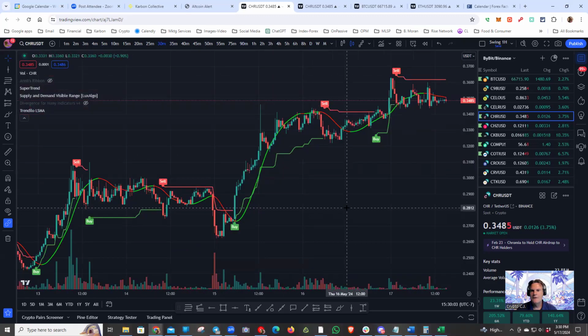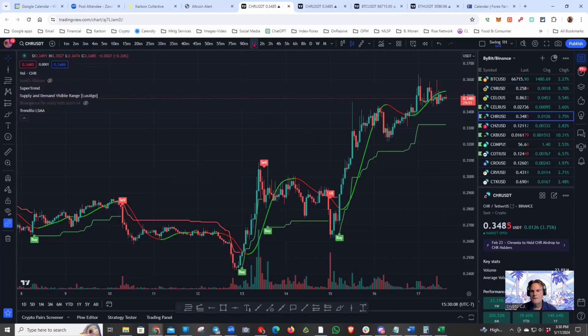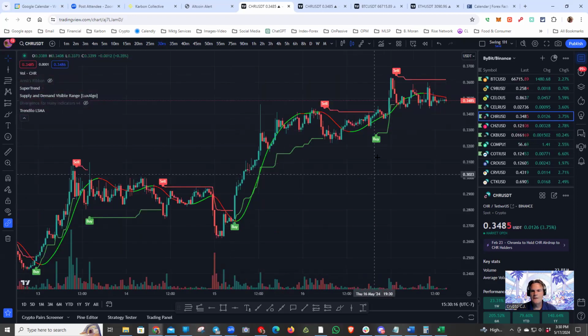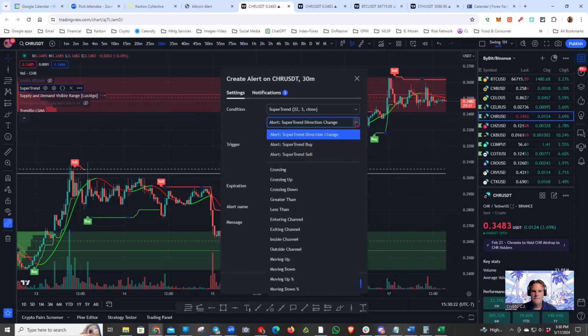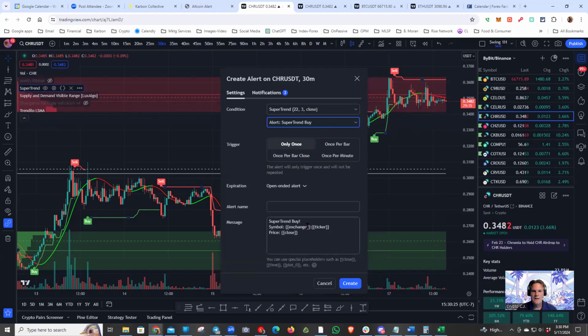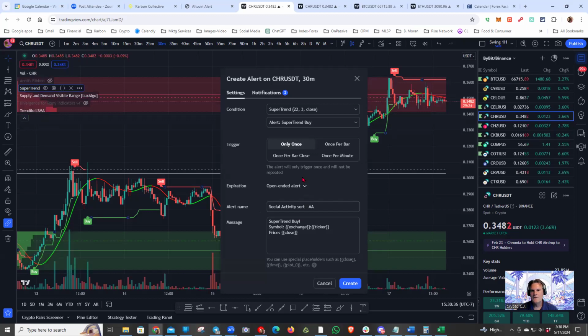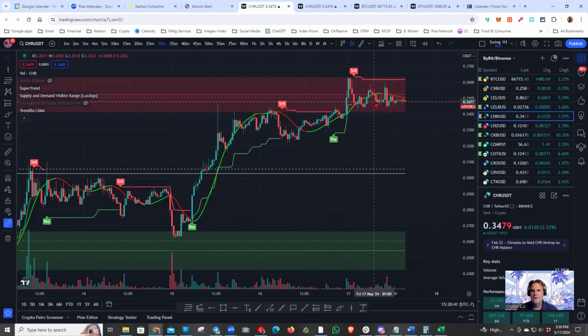Then if you really want to trade this one, it's in a sell right now on the 30-minute super trend. Probably still in a buy, yeah, it's still in the buy on the 1 hour. So I think I go to the 30-minute super trend, set an alert. And super trend buy. And do the notifications as you see fit. So once that alert goes off, it's probably going to be pretty close. It might dip and come back.